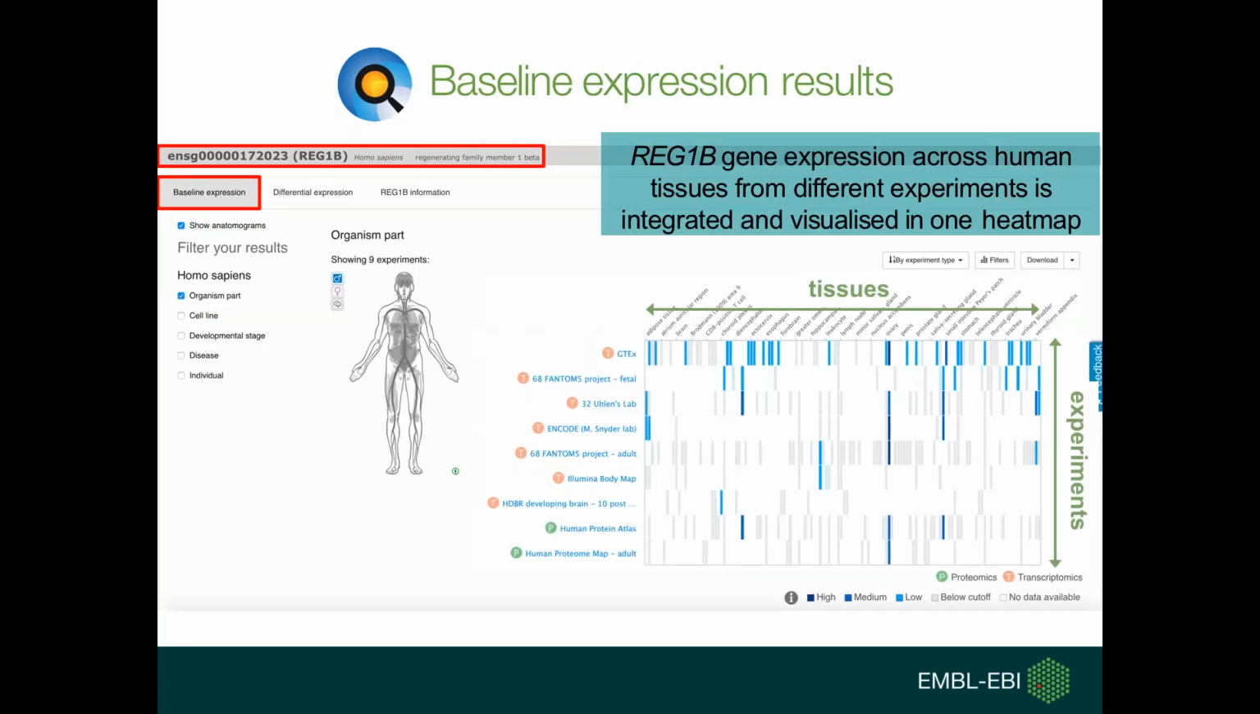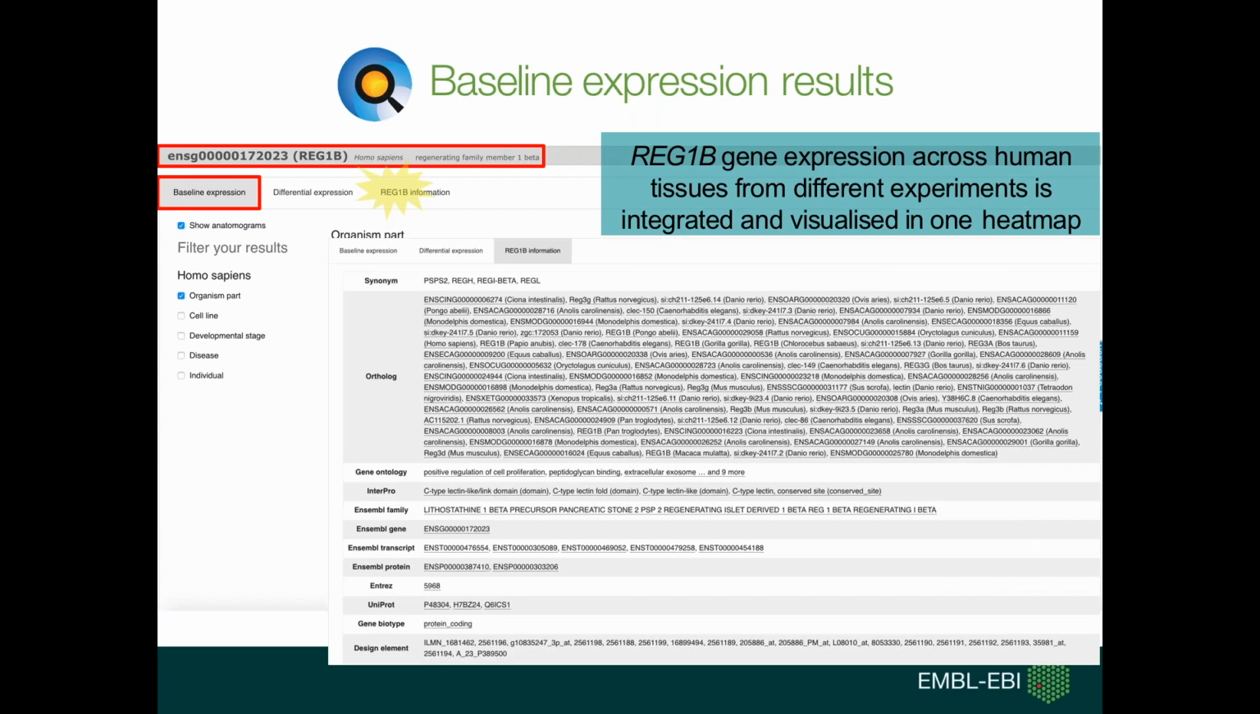So once again, this is a search results page. Notice two main differences here. Firstly, that Reg1b is now restricted to the Ensembl gene ID for human, and that another tab has appeared. This is the Gene Information tab. Clicking on this tab will give you an overview of the information about that gene, such as synonyms, orthologs, and associated gene ontology terms.